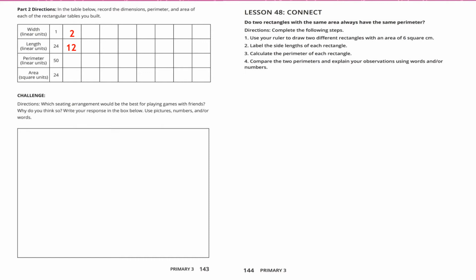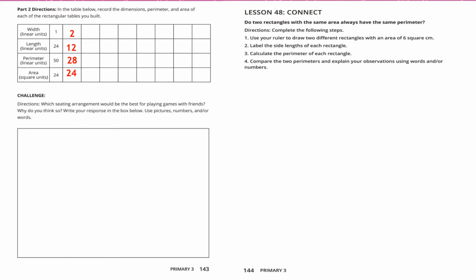Okay, and the perimeter will be, we will add them: 2 plus 12 plus 2 plus 12. Length plus width plus length plus width. We will add all sides. 2 plus 2 equals 4 and 12 plus 12 equals 24. All of them equals 28. You can add them. And the area, we know that 2 times 12 equals 24.